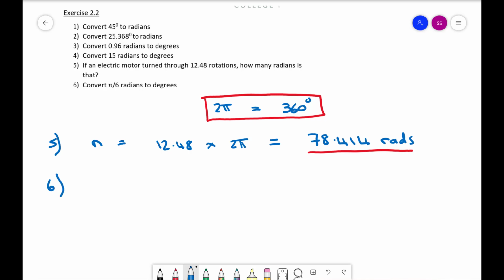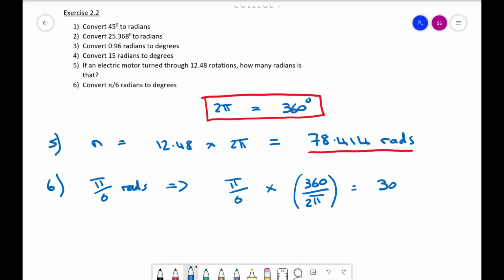The last one then, a couple of ways you can attack number 6. First of all, pi over 6 radians into degrees. The classic way that we've sort of done before is that pi over 6 radians converted would be pi over 6, and now we've got to multiply this by our conversion to go from radians to degrees, which was 360 over 2 pi. So on the calculator, 360 divided by, open bracket, 2 times pi, close bracket, equals, and now times, open bracket, pi divided by 6, close bracket, equals. And we get 30 degrees.